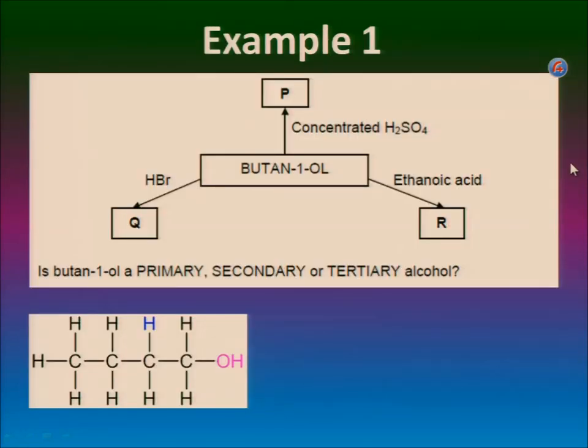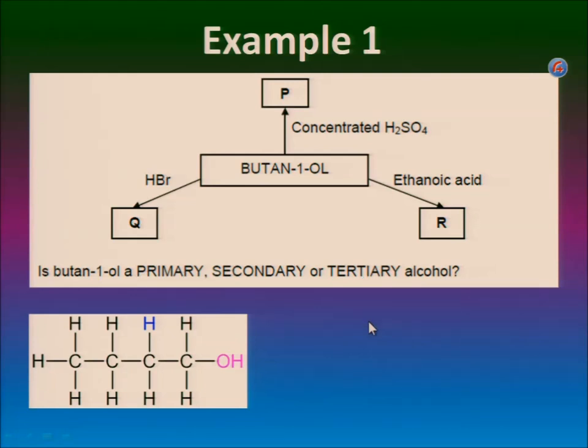So example 1. You have this scheme here, which says butanol is reacted with concentrated sulfuric acid to give you P, ethanoic acid to give you R, and HBr to give you Q. And then the first question is: is butanol a primary, secondary, or tertiary alcohol?